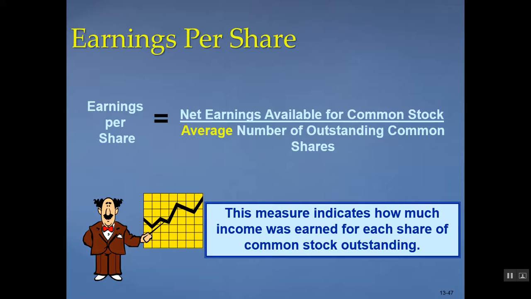Earnings per share is one of the most common ratios that investors look at. It's computed as the net earnings available for common stock divided by the average number of outstanding common shares. The average number of outstanding common shares is computed by adding the shares outstanding at the beginning of the year to the shares outstanding at the end of the year and dividing by 2. The measure indicates how much income was earned for each share of common stock outstanding.